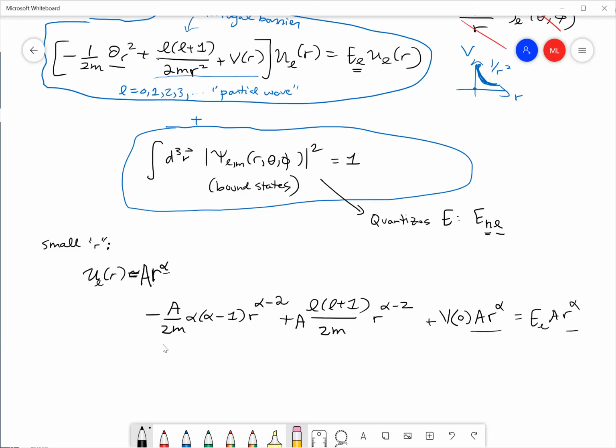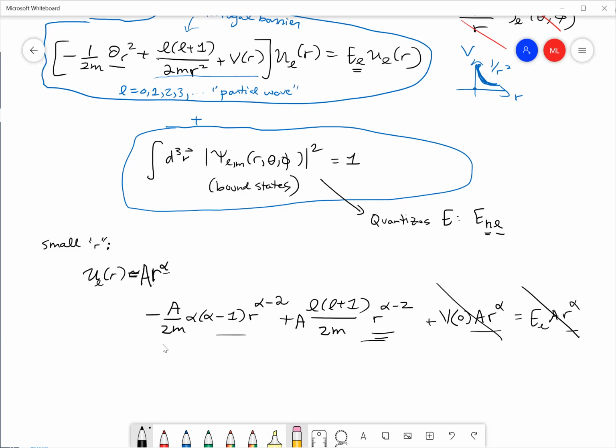These parts will be much smaller than these guys, because this thing has alpha minus 2. It's divided by r squared relative to these terms. So as r goes to 0, these terms will be negligible compared to these guys.